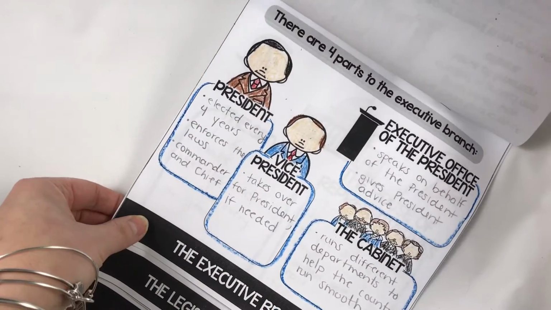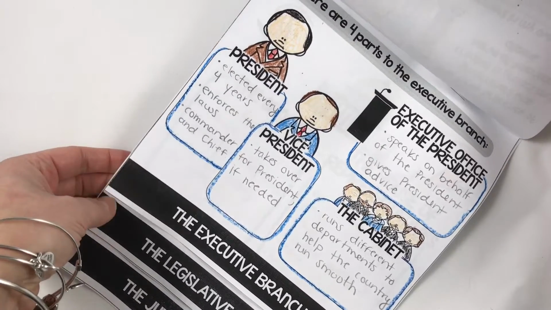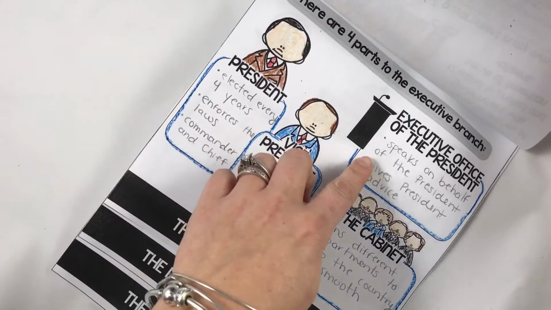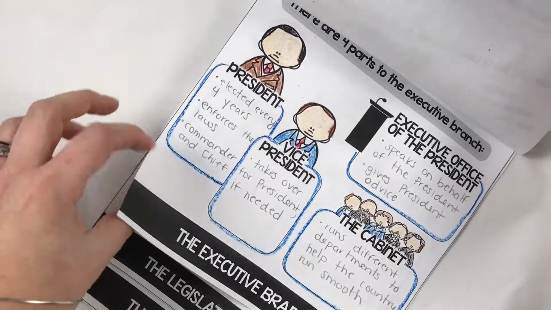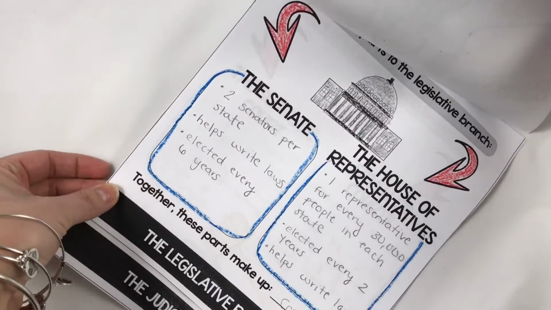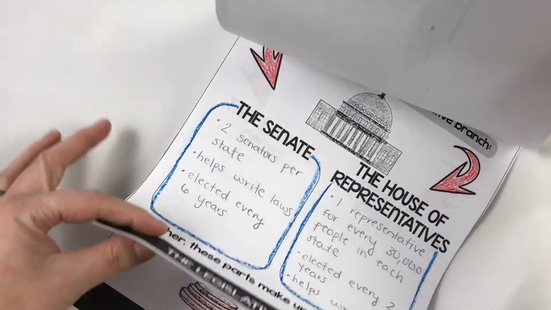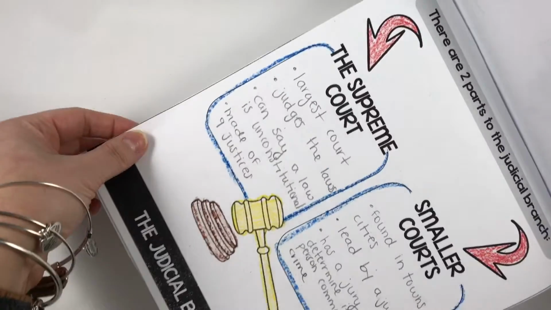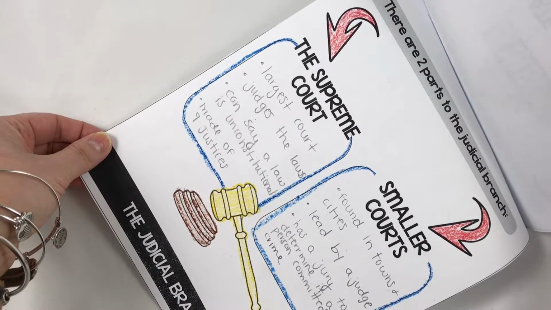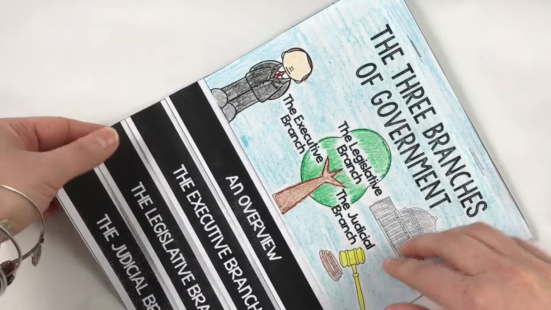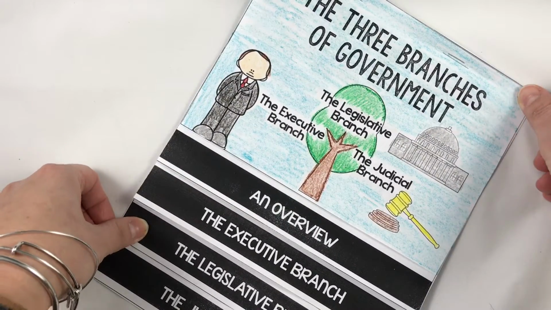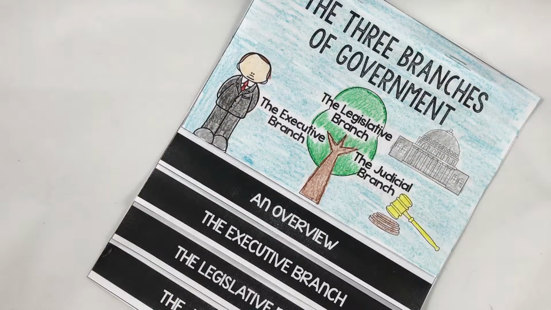And then there's a page on the executive branch. They take information that they learned about all 4 different sections of the executive branch. The legislative branch, same thing. And then the judicial branch, and I'll just turn it a little bit here so you can see. Just real simple, something that they can complete to tell the information that they learned about each of the branches of government.